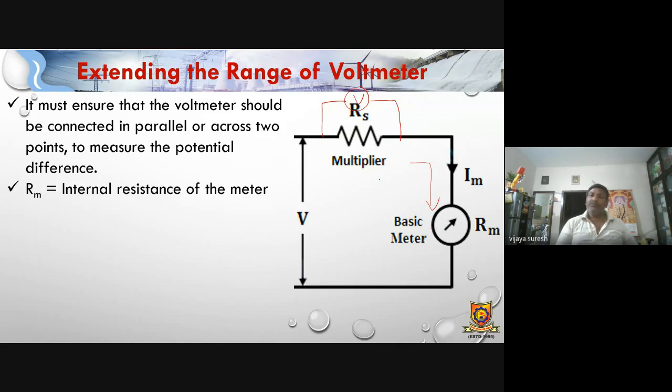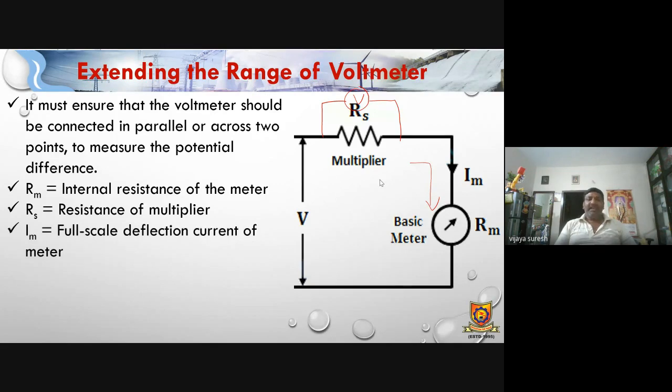Okay, now we'll see the derivation as usual. Get ready with your notebooks. Draw the circuit diagram also. Rm is nothing but the meter internal resistance. Rs is the resistance of the multiplier, nothing but series resistance, because that resistance has been connected in series with the meter. That's why Rs. Earlier it was connected in parallel, that's why Rsh. Now Im, the full scale deflection current of the meter.